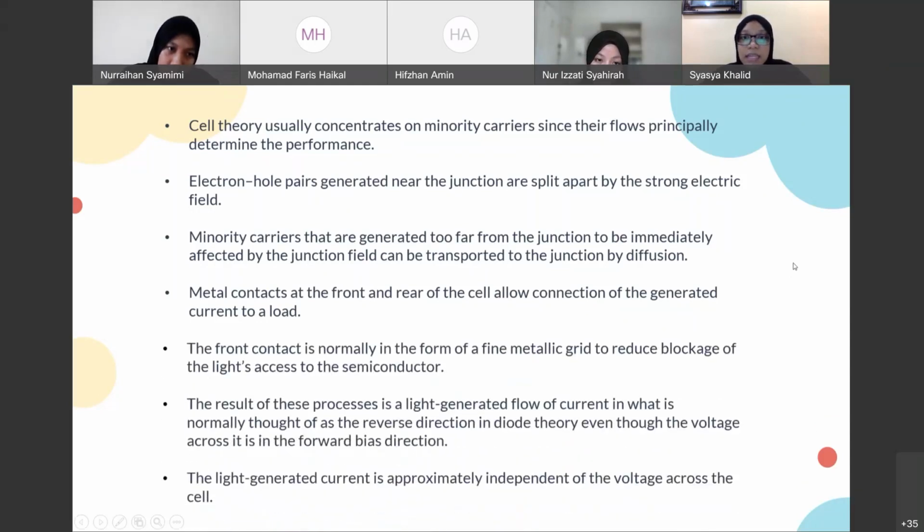The front contact is normally in the form of a fine metallic grid to reduce blockage of the light's access to the semiconductor. The result of these processes is a light-generated flow of current in what is normally thought of as the reverse direction in diode theory. For example, electrons flow out of the cell into the circuit from the N-type contact and back into the cell through the P-type contact, even though the voltage across it is in the forward bias direction. The light-generated current is approximately independent of the voltage across the cell.